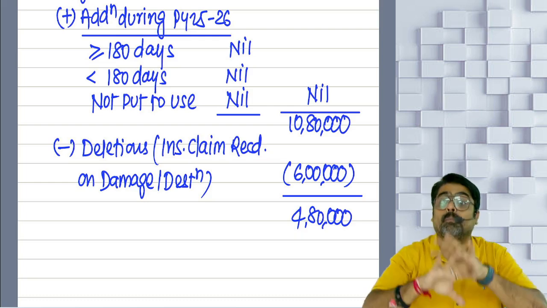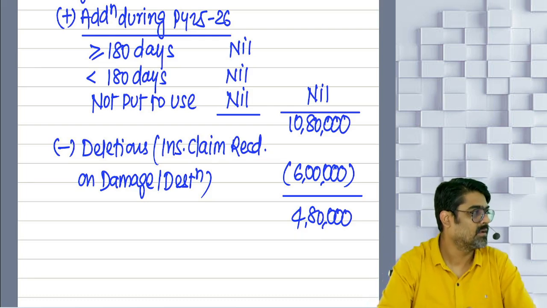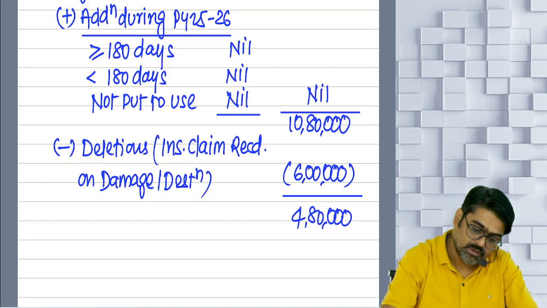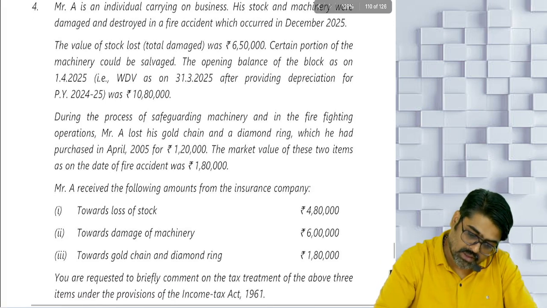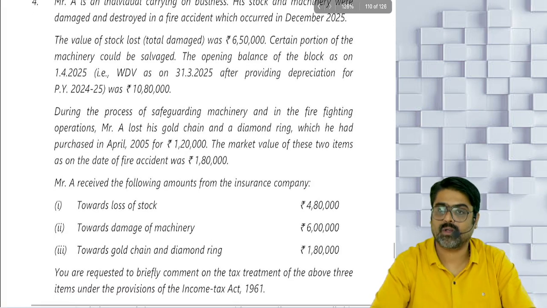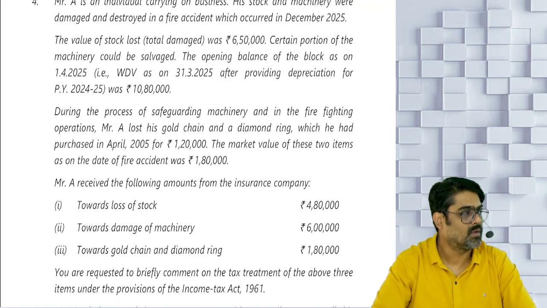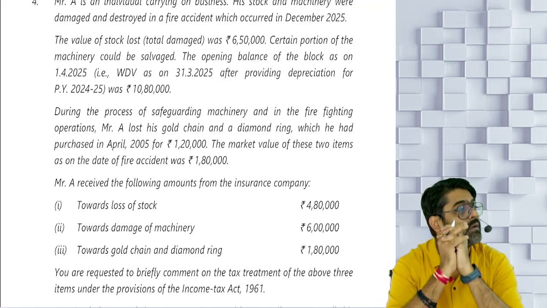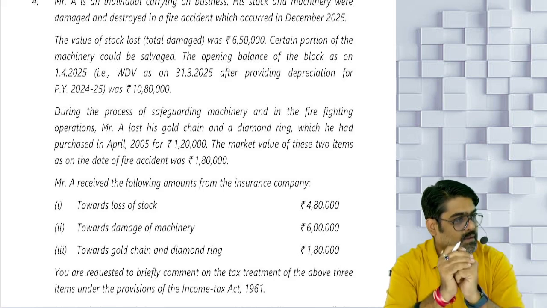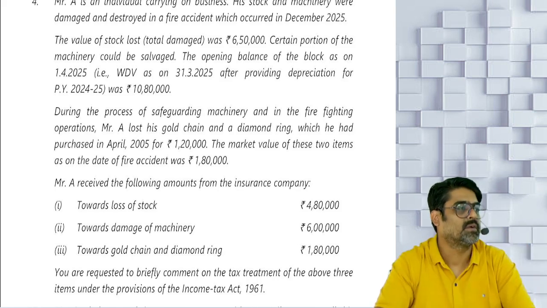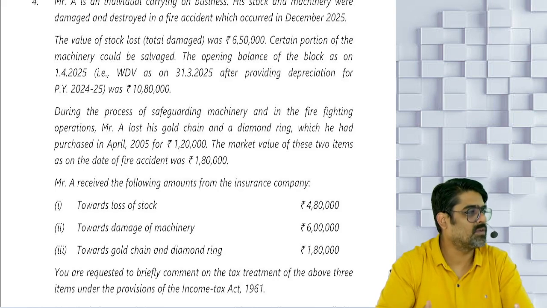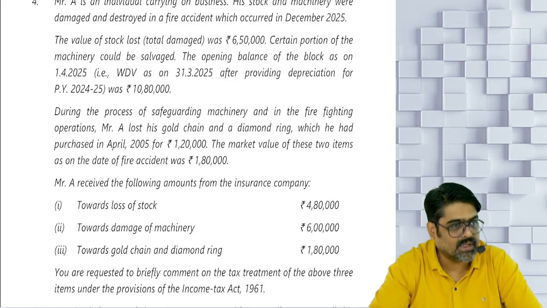Understanding? Some part of the machine could be salvaged. See? Some machines, or some part of the machines, could be salvaged. Question is saying that certain portion, yes or no? So certain portion means, assuming that only one machine was there in the block and that caught fire, but the entire portion of the machine could not be salvaged. Certain portion of the machine could be salvaged, meaning that machine is not in a usable condition. The insurance company would have taken it away. And now there is no machine remaining in the block.